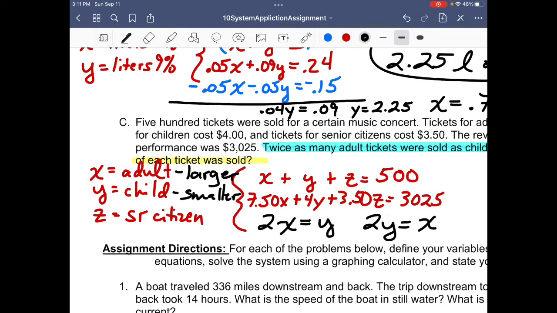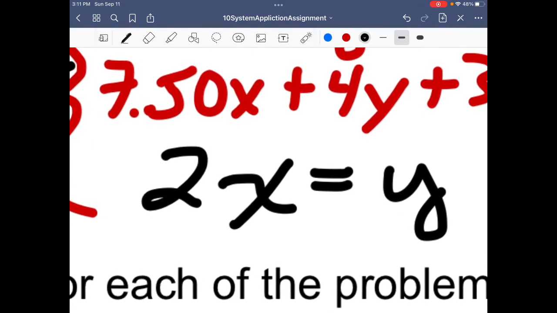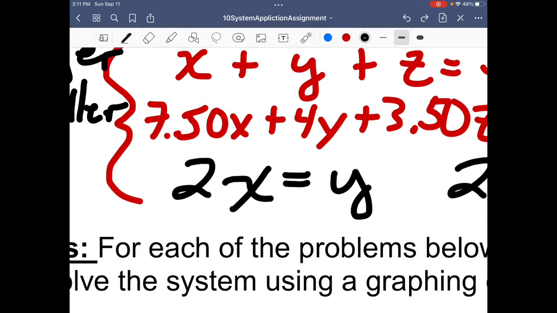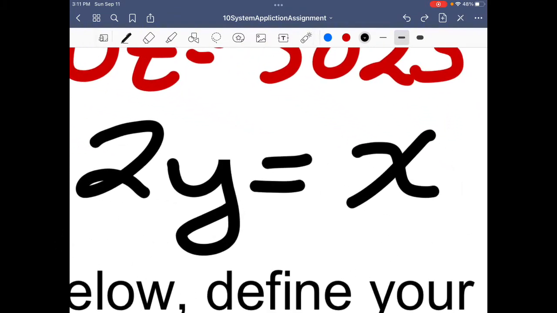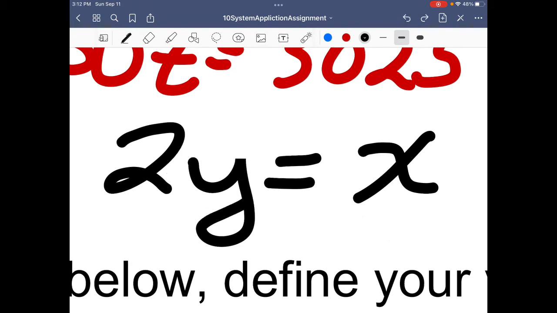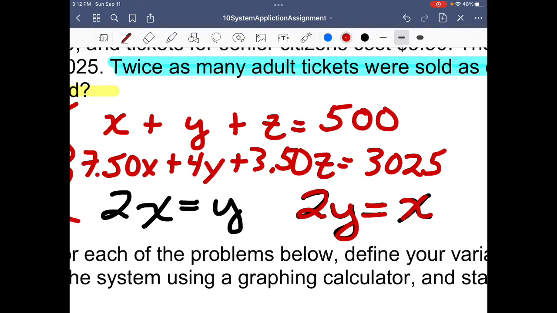Now, if you agree with me that the adult, or X, is the larger number, then which equation makes sense? Does it make sense to double a large number X, and get a smaller number Y? Double a large number, get a small number. Sounds kind of weird. Or does it make sense to double a small number to get a larger number X? To double a smaller number and get a larger number X, ding, ding, ding, that's the one that makes sense. So this is going to be the equation that we keep, and this other one over here gets thrown out.